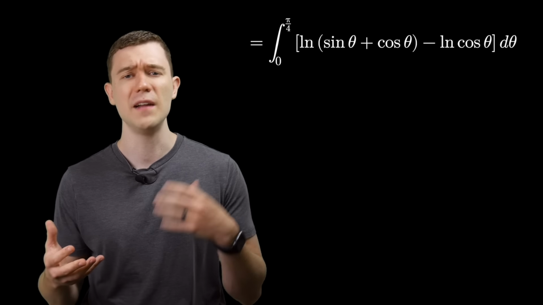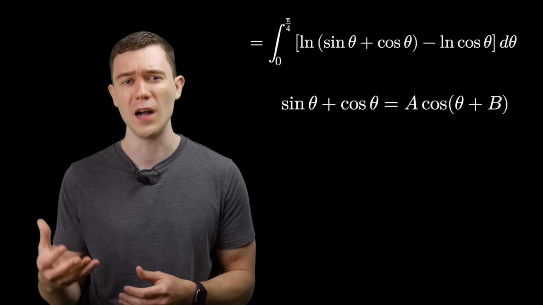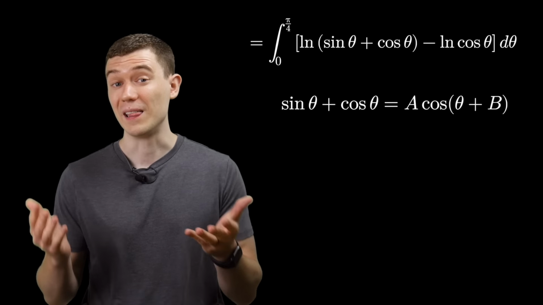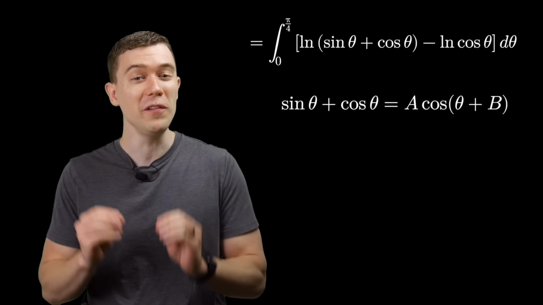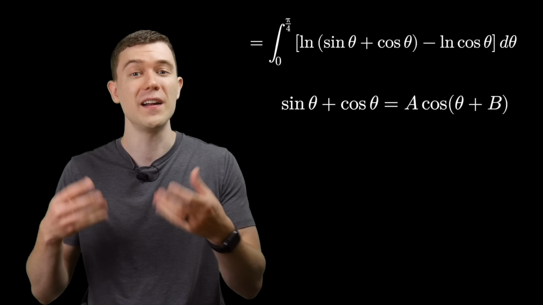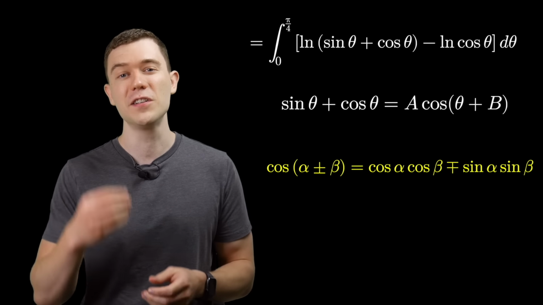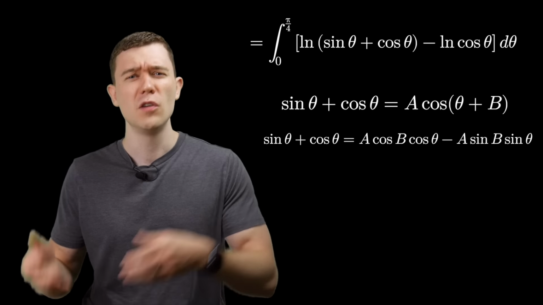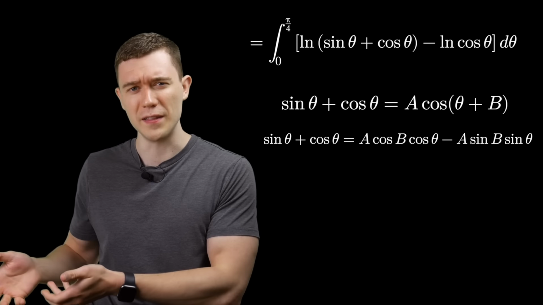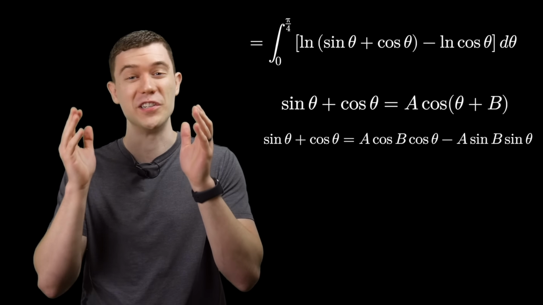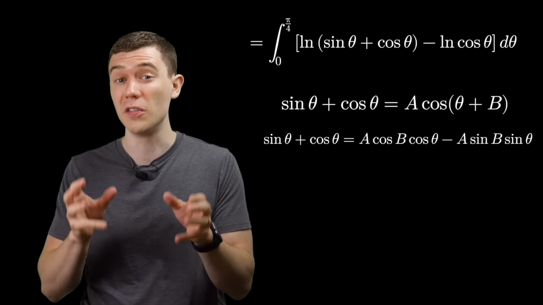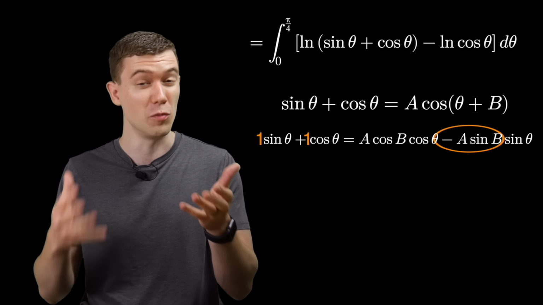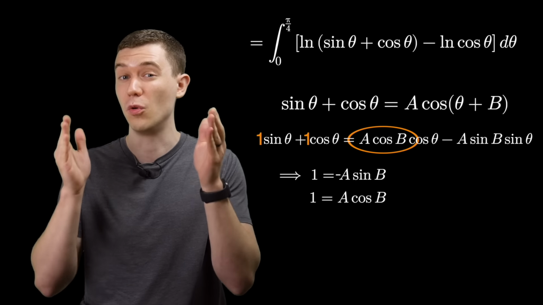Let's say sine plus cosine equals some constant times cosine of theta plus some other constant. Luckily, we do have the very well-known trig identities for cosine of a sum or a difference. Let's apply that here. We have sine thetas on the left, sine thetas on the right, cosine thetas on the left, cosine thetas on the right. Let's do matching coefficients. The coefficients on the left side are 1. The coefficients on the right side are a little more complicated, but they have to equal 1.